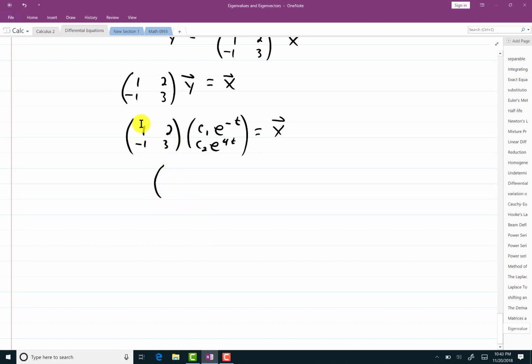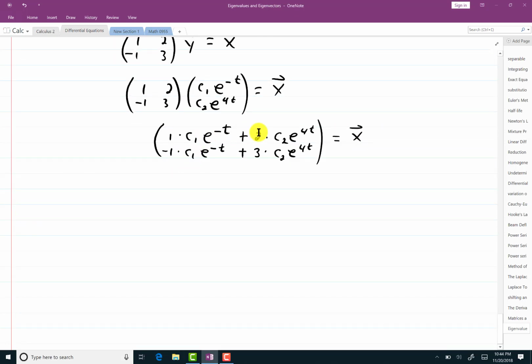If you remember, the way you do this multiplication is I take this one and multiply it by c1 e to the negative t, and then I take this 2 and multiply it by c2 e to the 4t. And the same thing goes when I go to the next row. I repeat the idea down here. I'll have negative 1 times c1 e to the negative t plus 3 times c2 e to the 4t. And don't forget this is equal to x with an arrow.